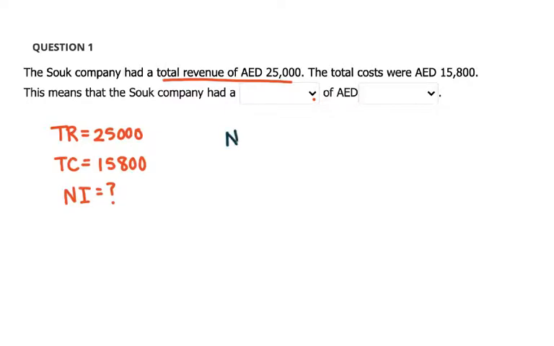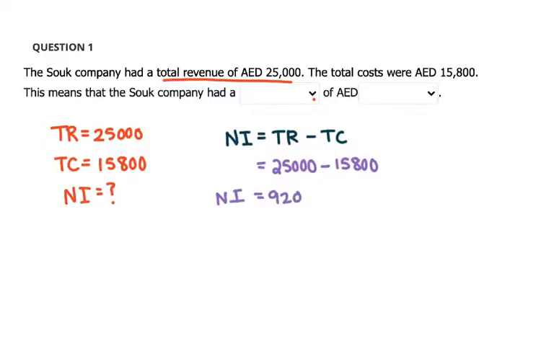So there is an equation for net income, and by the way, you should just know this by your logic, that the total revenue minus the total cost is the net income. So we will plug in these numbers, 25,000 minus 15,800, and we will get a net income of 9,200 dirhams. And since this net income is a positive number, we call this profit.